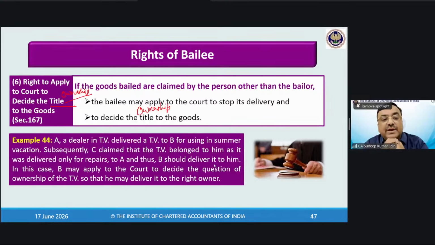See example 44A. A dealer in TV delivered a TV to B for use in a summer vacation. Subsequently, C claimed that the TV belongs to him, as it was delivered only for repair to A, and thus B should deliver it to him. A is a dealer of TVs, he gave the TV to B, later C said I had given the TV to A for repair, it is my TV, return it to me. Now, in this case, B may apply to the court to decide the question of ownership of the TV so that he may deliver it to the right owner.